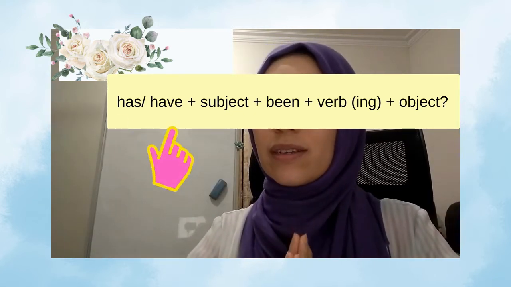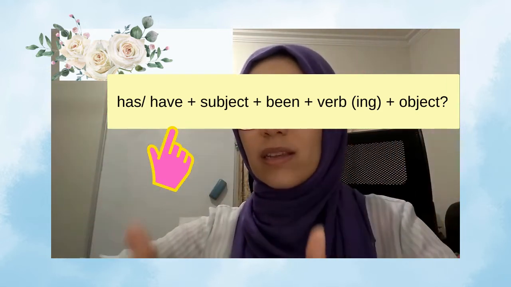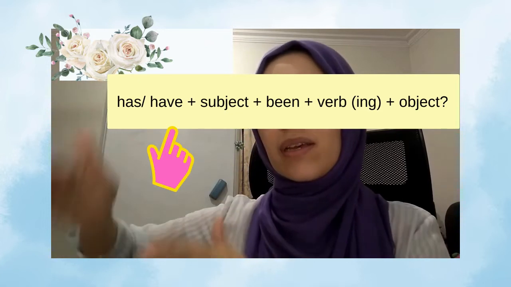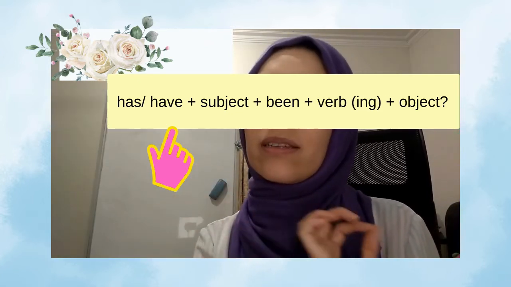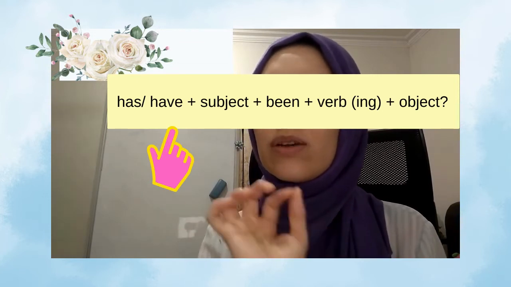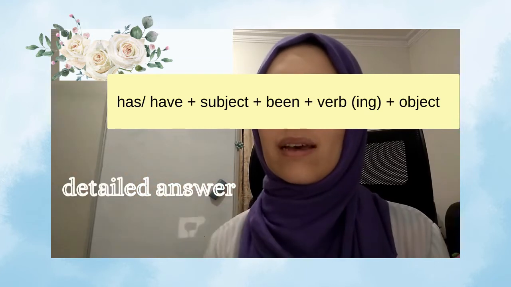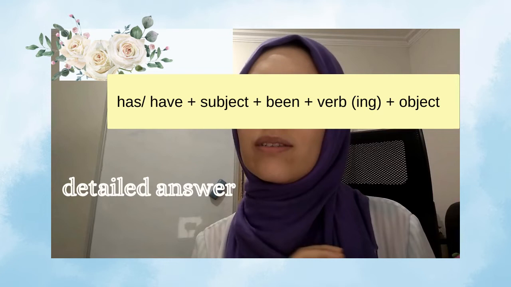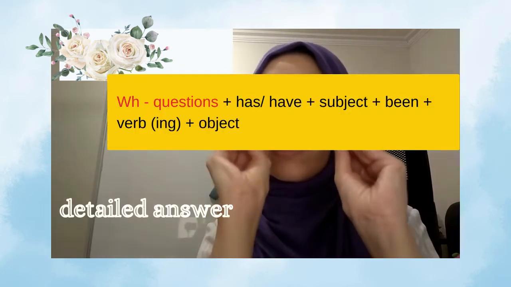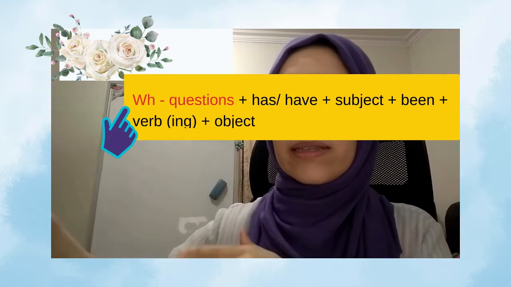So if you notice, all of them start with have or has followed by the subject and then been with verb plus ing. So this is the thing that you need to follow if you want to make questions using yes or no. But if you want a detailed answer or maybe detailed information, in this case you need to start the question with WH. For example, he has been studying lately.